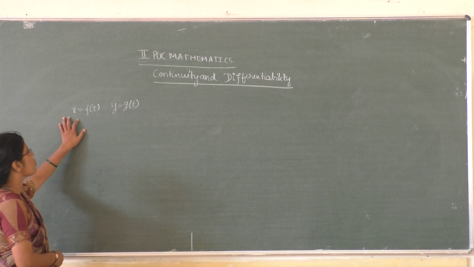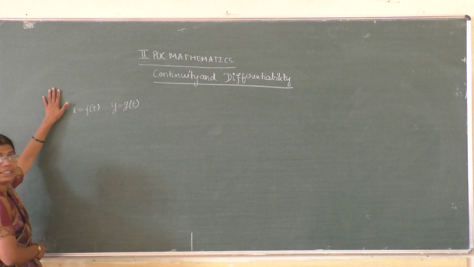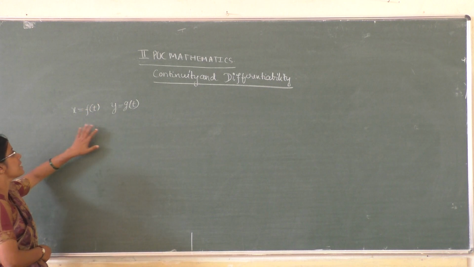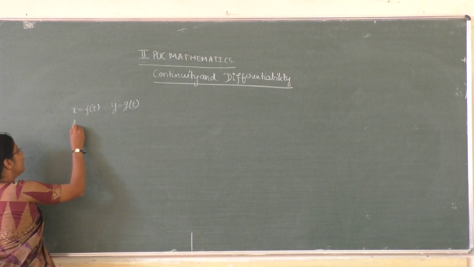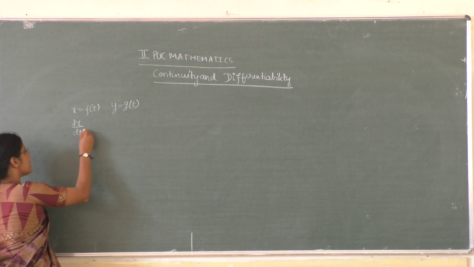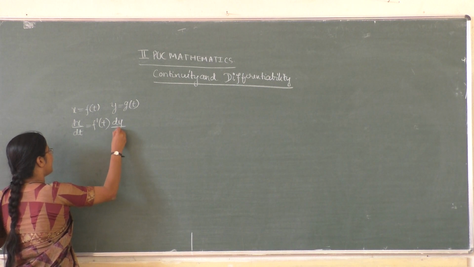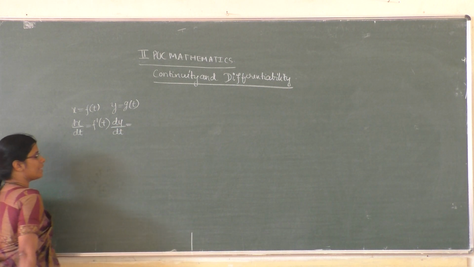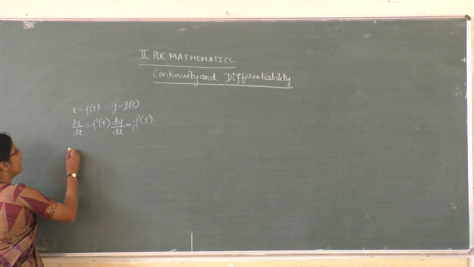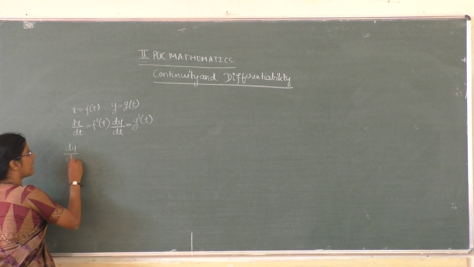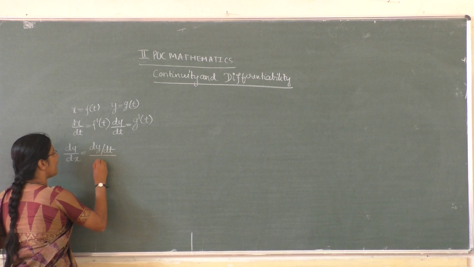This particular function is defined parametrically, so we have to find the derivative of this function, that is, we have to find dy by dx. So what we do? We find dx by dt first, that is f dash of t, and then dy by dt, that is the derivative of y with respect to t, that is nothing but g dash of t. Then dy by dx is equal to dy by dt divided by dx by dt.